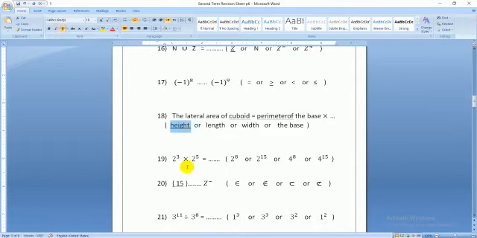Number 19. 2 power 3 times 2 power 5. We said on the last page, if the bases are the same, I keep one base and add the powers. So keep the base 2 and add the powers, 3 plus 5 equals 8. So the answer will be 2 power 8.